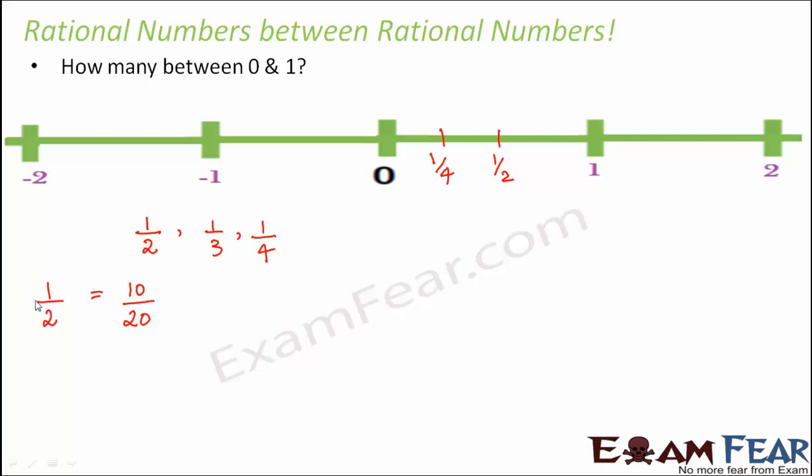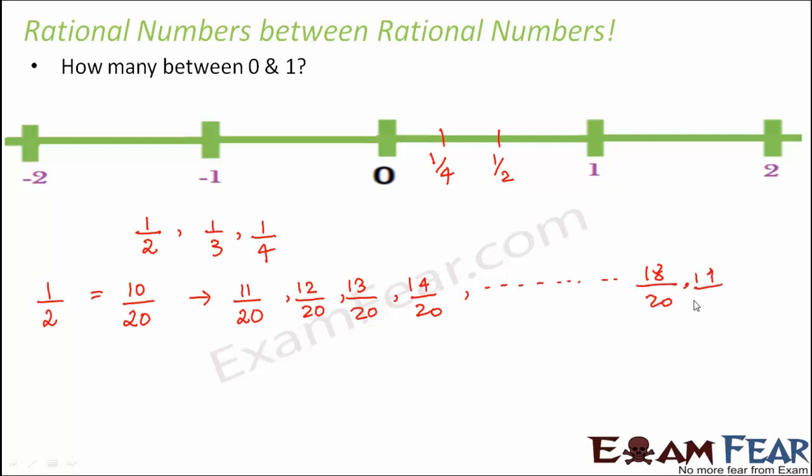Now when I write 10 by 20 as 1 by 2, what about these numbers like 11 by 20, 12 by 20, 13 by 20, 14 by 20? So what happens to these numbers? Where are they located? From 10 by 20 to say 20 by 20, because by the time you reach 18 by 20, then you will have 19 by 20, then you have 20 by 20. So 20 by 20 is actually 1. And these numbers, they all lie between 1 by 2 and 1.